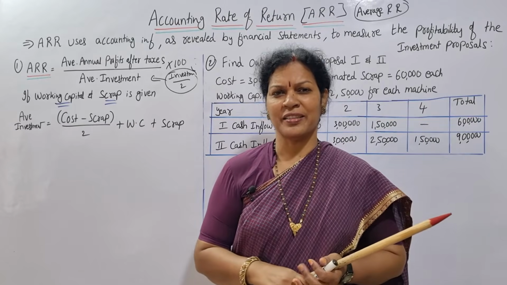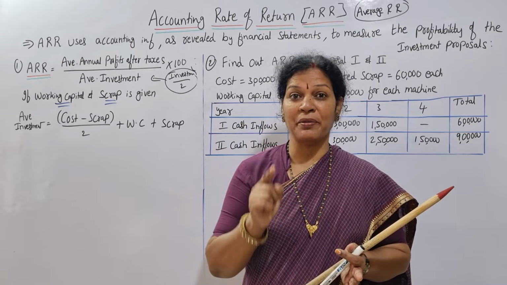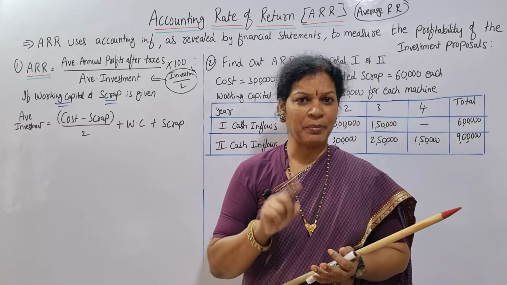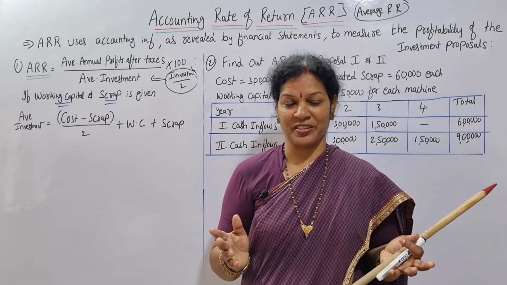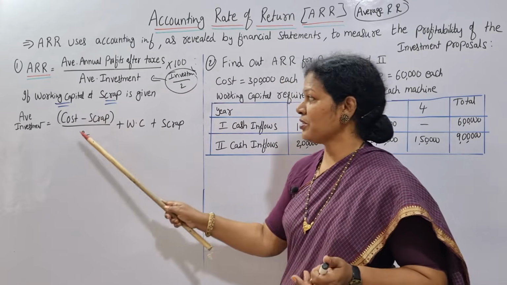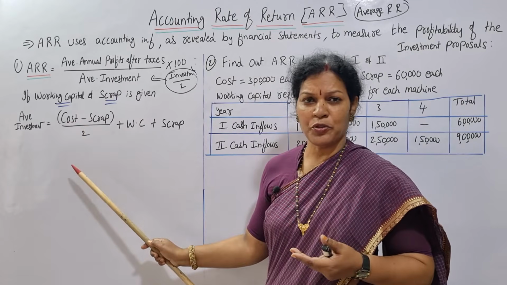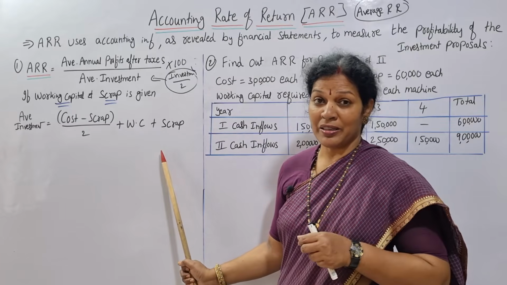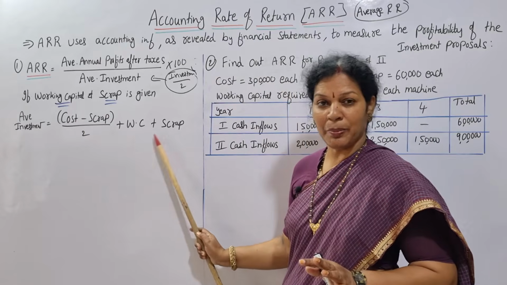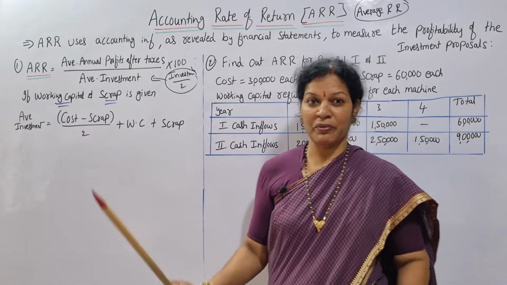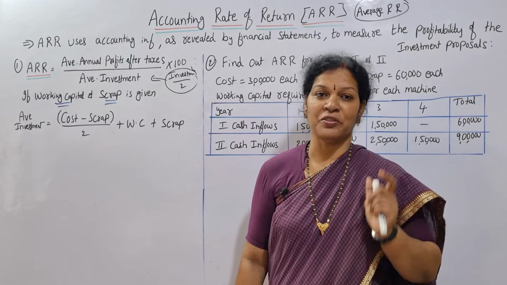Introduction I gave you in the last class. Hope you understood. Today, one ARR problem we'll see where scrap and working capital is given. If scrap and working capital is given, the formula of average investment will be different, as I told you in the last class. What is the formula? Cost minus scrap by 2 plus working capital plus scrap value. So this is the formula we use where scrap and working capital is given for calculation of average investment.